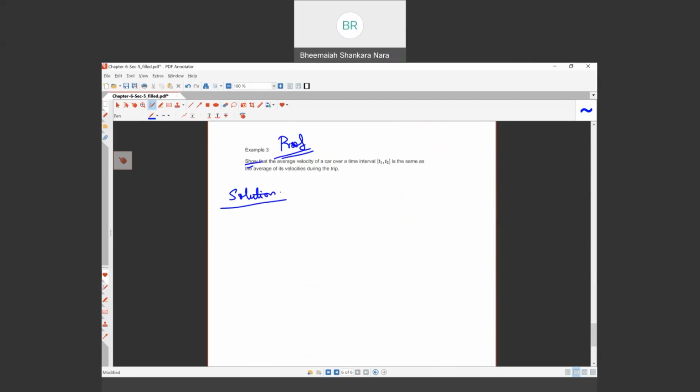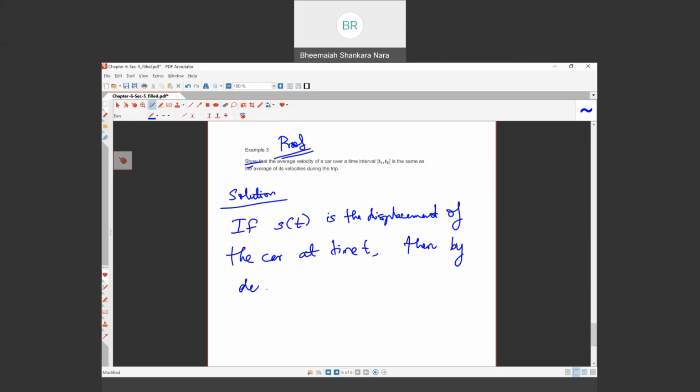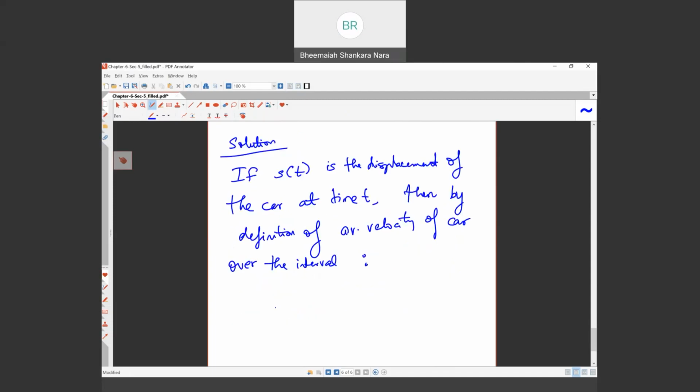Let us start by writing, suppose s of t is the displacement of the car at time t, then by the definition of average velocity of the car over the interval, which is t sub 1, t sub 2, is given by delta s divided by delta t.